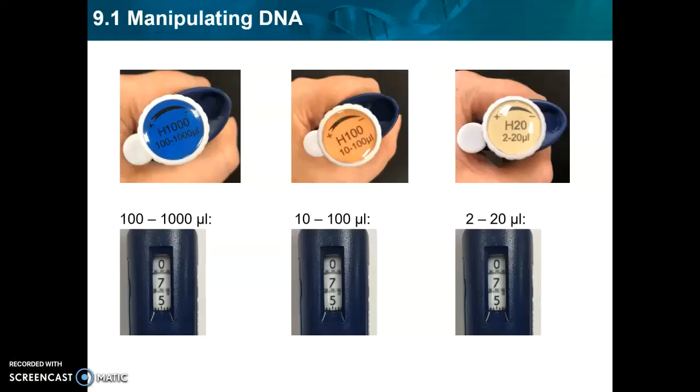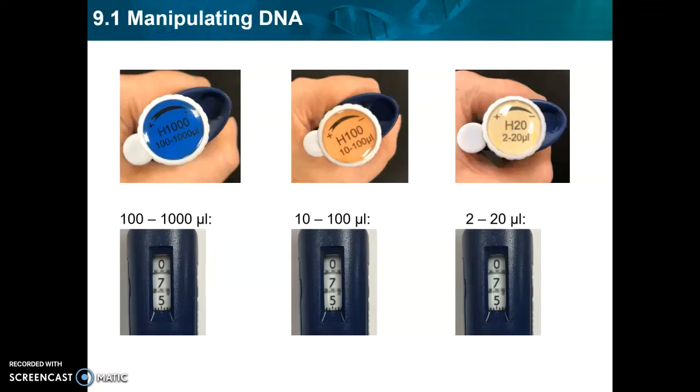All right, so now let's talk about that volume readout a little bit more. We do have 3 different sizes of pipettes here. They're indicated on the top of the plunger. This is H1000. It will handle between 100 and 1,000 microliters. And it's good to know that 1,000 microliters is the same as 1 milliliter. H100 can handle between 10 and 100 microliters, and H20 can handle between 2 and 20 microliters.